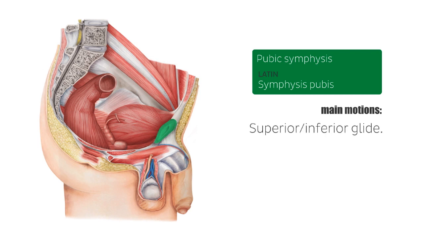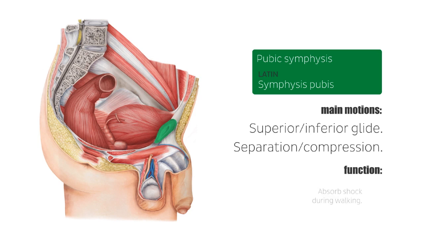The main motions associated with the pubic symphysis include the superior and inferior glide. There is some superior and inferior glide happening, and also separation and compression. If we were to also mention a function or a role associated with the pubic symphysis, the function of this joint is to absorb shock during walking.